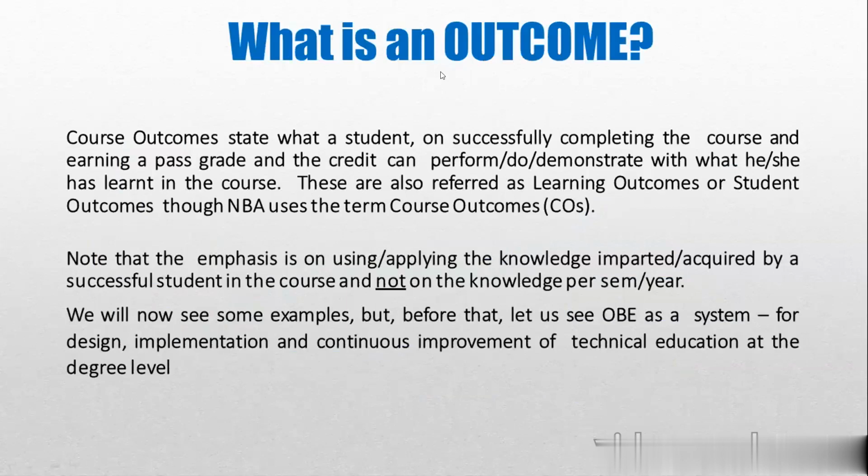So let us see what an outcome is. Here there are some sentences. A course outcome states what a student, on successful completion of the course and earning a pass grade and the credit, can perform, do or demonstrate with what he or she had learned in the course. First of all, we should know clearly what a course outcome is.